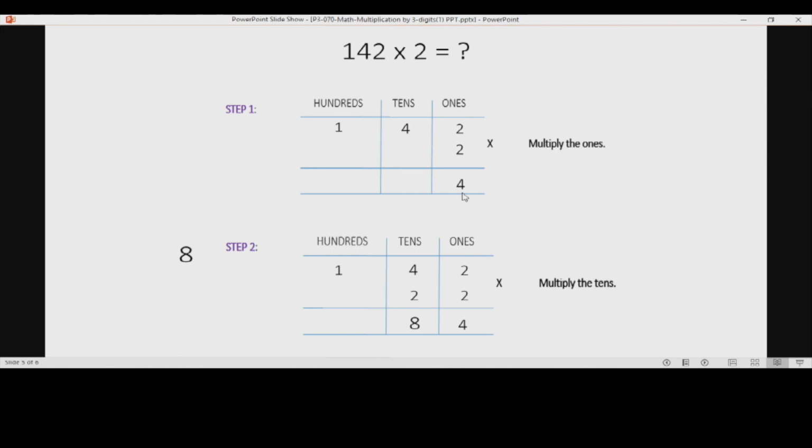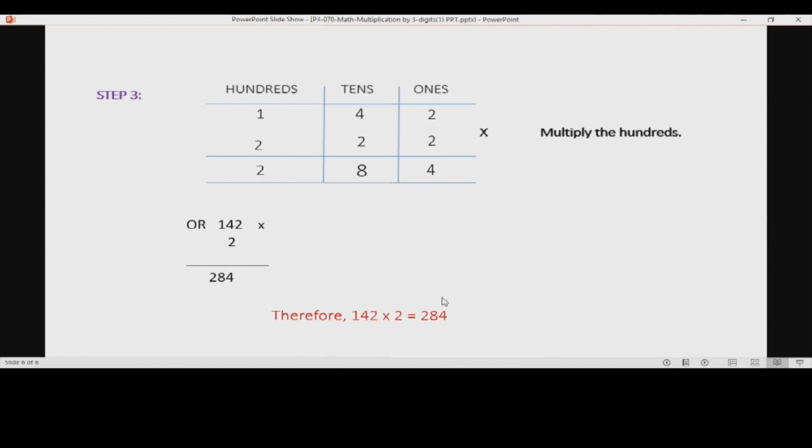Next, what do we need to do? 2 times 4 equals 8. Excellent. Do we need to regroup or carry? No. We have our answers. And next, 2 times 1 equals 2. So we have our answer, 284.